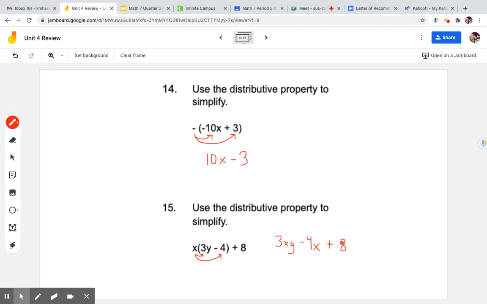If you had it written in a different order, that's fine. You could have negative 4x plus 3xy plus 8. Just make sure the signs are correct. And we cannot combine any of those further because those are all unlike terms.